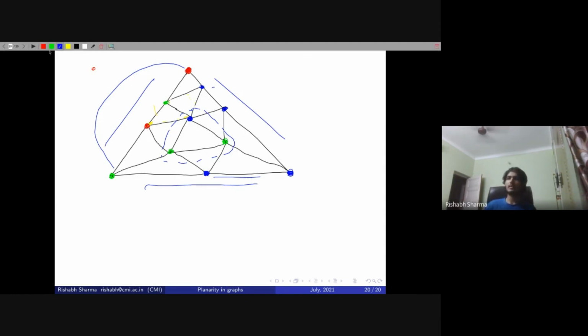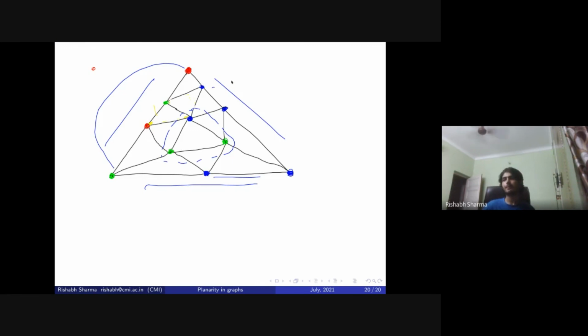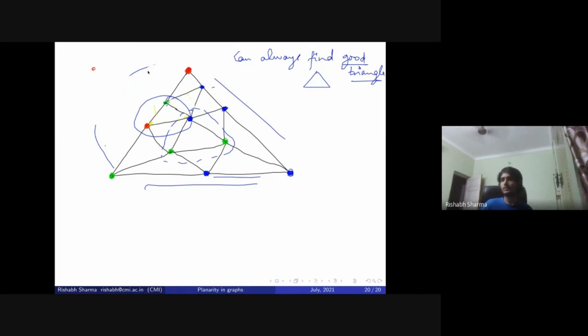So Sperner's lemma claims that once I have this setup, I can always find a small triangle in this subdivision such that the vertices of the triangle are differently colored. Let me just write it. Can always find a good, let me just call it a good triangle. So a good triangle is something which has distinctly colored vertices. So for example, in this setup, the triangle will be this. So now let's try to prove this.